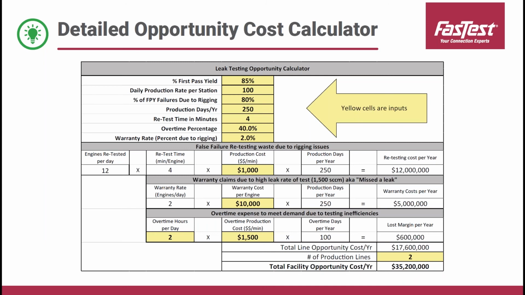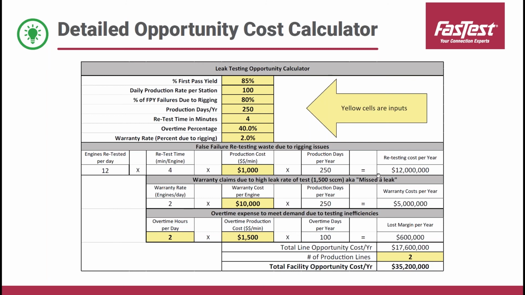We do have a detailed opportunity cost calculator. You can see here the example we've used for engine testing and engine test cells, and we can see that it is a significant opportunity cost. In this scenario, let's say an engine manufacturer has an 85% first pass yield. They're testing 100 engines a day, which is pretty low, but their first pass yield failures due to rigging are 80%, which leads to 12 engines being retested every day. Their test times for minutes an engine at a production cost of $1,000 a minute adds up to $12 million in opportunity costs from retesting engines that are good and leak-free.